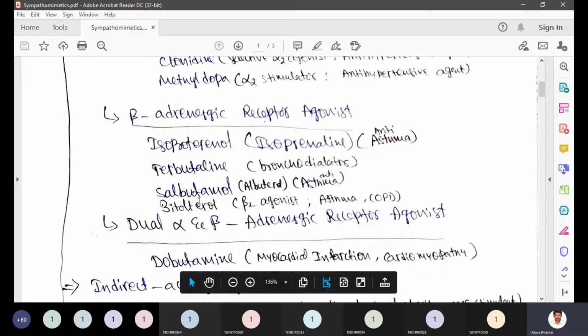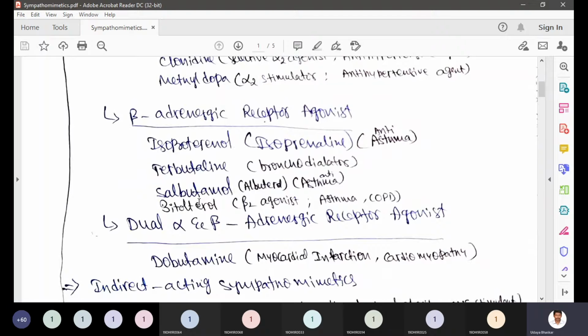And the other subcategory is beta adrenergic receptor agonist. What is this? This will act purely on beta, but will not be selective for alpha. So the examples are isoproterenol. Isoproterenol has another name, that is isoprenaline. Okay, what is the other name of isoproterenol? It is isoprenaline. What is the indication? It is used as an anti-asthma drug. It can be used to treat asthma.